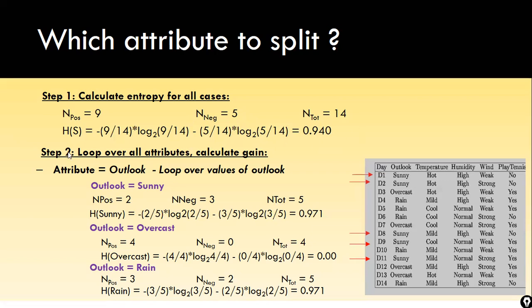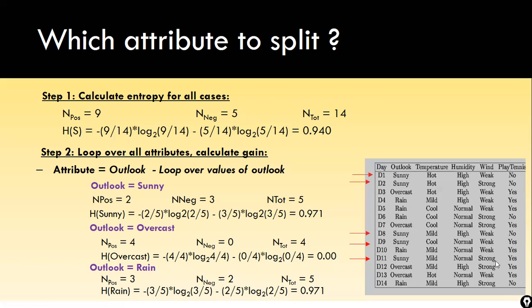Fine. Next, we will loop over all the attributes and calculate the gain. The first step, look here: outlook. In the outlook, for sunny, how many positives are there? How many negatives are there? Same thing. For sunny, we can see that 3 negatives and 2 positives are there.